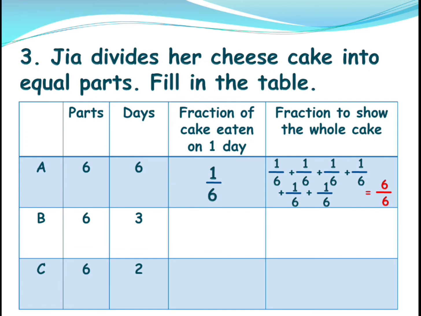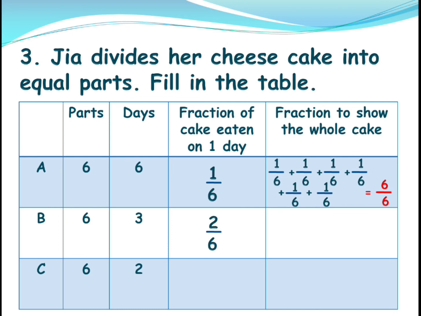Okay, next. If the same 6 parts she has to eat in 3 days, so each day she has to eat 2 parts, no children? 2 parts first day, 2 parts second day, which becomes 4 parts, and on the third day she eats 2 parts. That becomes 4 plus 2, 6. That means if she has to complete the 6 parts of the cheesecake in 3 days, she has to eat 2 parts each day. That means the fraction becomes 2 by 6, isn't it? The numerator will be the number of parts she is eating and the denominator will be the total number of parts, which is 6. 2 by 6, isn't it?